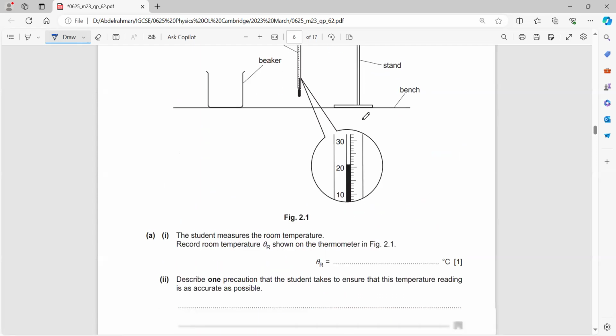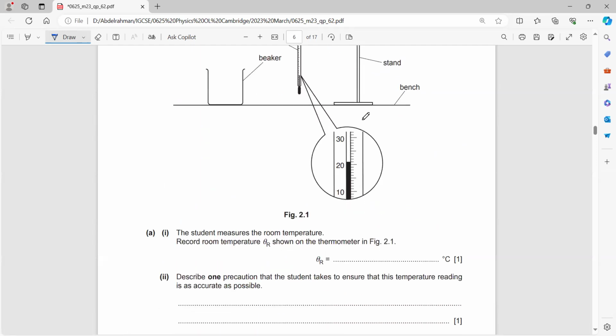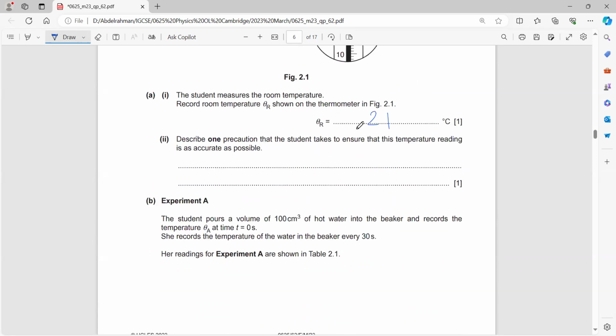Again, I need to measure the room temperature. What's the room temperature in this question? 21. 21 degrees Celsius again. Describe one precaution that he would take. Yeah, what is one precaution? One very simple precaution.